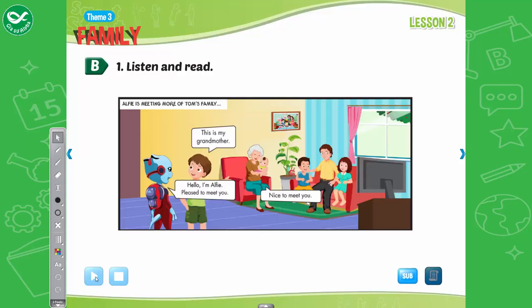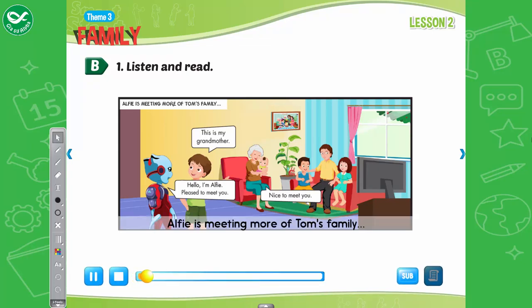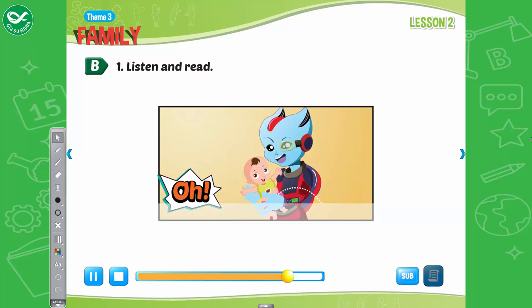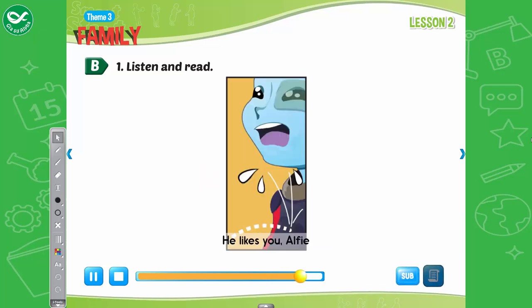B. 1. Listen and read. Alfie is meeting more of Tom's family. Alfie, this is my grandmother. Hello, I'm Alfie. Pleased to meet you. Nice to meet you. This is my uncle. Hello, I'm Alfie. Pleased to meet you. Nice to meet you, Alfie. And this is my cousin, Bill. Hello, Bill. I'm Alfie. Nice to meet you. Hello, nice to meet you too. And this is Alex, Alfie. Hi! He likes you, Alfie.